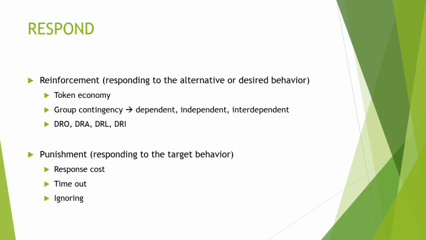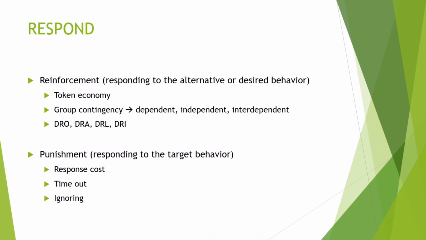Next is punishment, so responding to the target behavior. So there's response cost. That's where you can take a token away each time they demonstrate a problem behavior. Typically, response cost doesn't tend to be as effective in practice. So I wouldn't necessarily recommend this strategy in most cases, but it is an option for this assignment as you're practicing thinking about ways to respond to problem behavior.